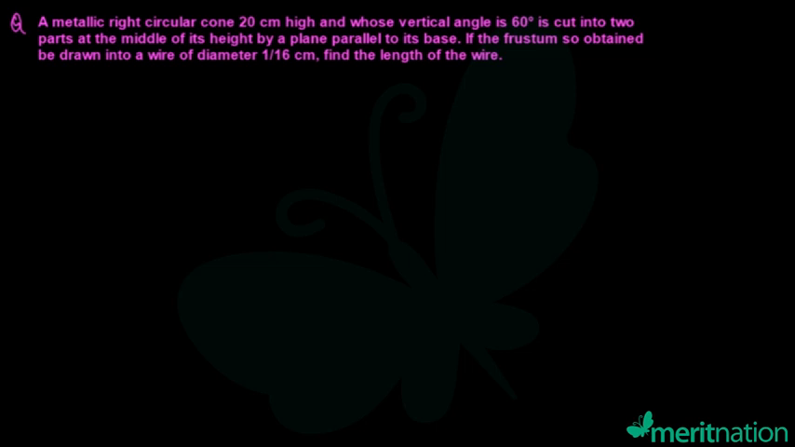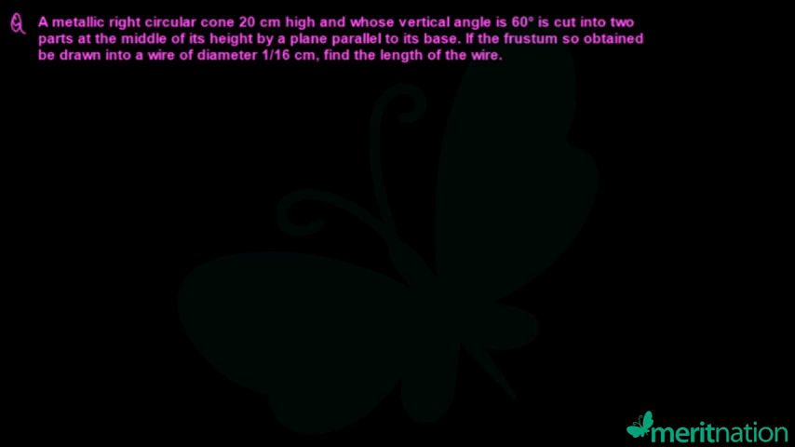Hi guys, in the given question it's been said a metallic right circular cone which is 20 centimeters high and whose vertical angle is 60 degrees is cut into two parts at the middle of its height by a plane parallel to its base. If the frustum so obtained is to be drawn into a wire of diameter 1/16 centimeters, we have to find the length of the wire.